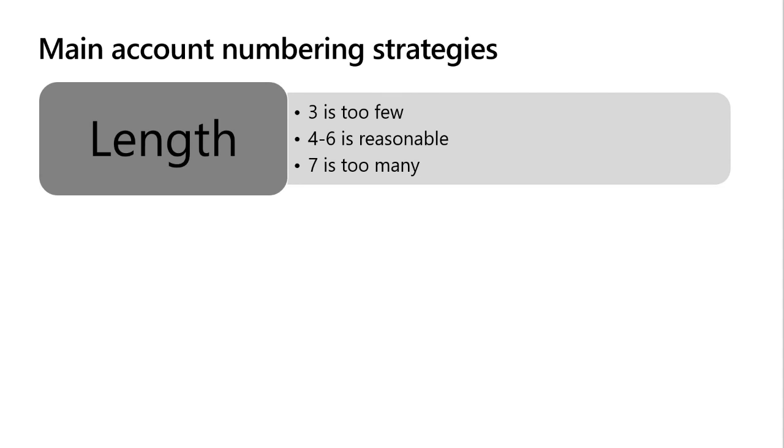When thinking about your main accounts, it's important to have a good strategy in place before you start clicking the new button and creating the accounts. There are several factors that you'll want to consider. First is the length of the account numbers. Generally, 3 digits is too few and does not allow for much growth, while 7 characters is likely too many and may inhibit the usability of the system. Typically, 4 to 6 digits is recommended and allows enough room for growth and creates a balance for the usability.